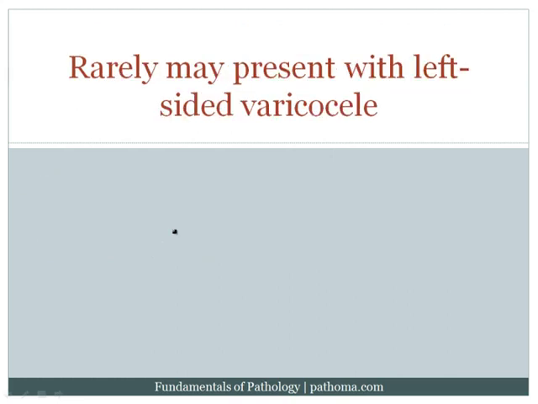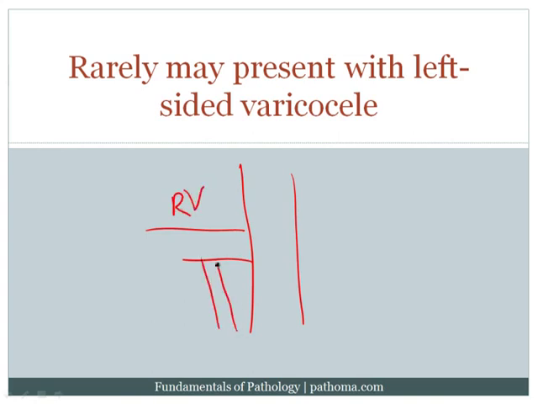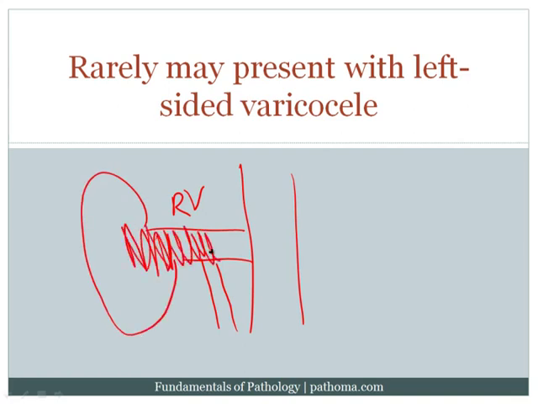Rarely, renal cell carcinoma can present with a left-sided varicocele. This is particularly high yield because of its anatomy tie-in. Let's recall that if this is the inferior vena cava and this is the renal vein here on the left side, the spermatic vein drains into the renal vein on the left side. So if the kidney is here and renal cell carcinoma occurs, renal cell carcinoma has a propensity to involve the renal vein. So imagine that if it involves the renal vein and blocks the renal vein, that would block drainage of the spermatic vein, which would then result in a varicocele.